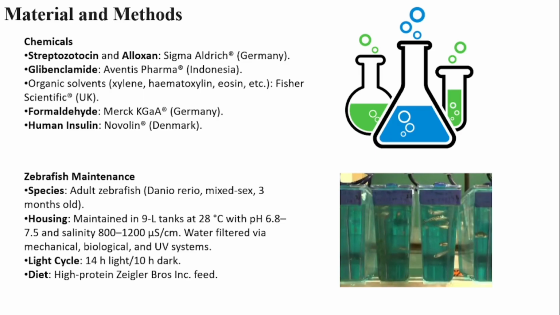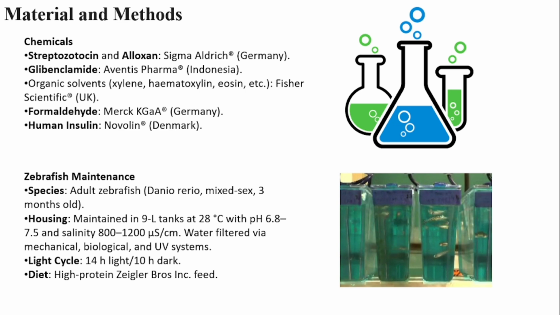Next is the material and methods of the paper. First are the chemicals used in the paper. For the induction of the diabetic zebrafish, we're using two chemicals, STZ and alloxan. These two chemicals are used for inducing the diabetic condition in the zebrafish. There are also some organic solvents, and to compare with the Psychotria malayana leaf extract, we're using human insulin to compare the effect.